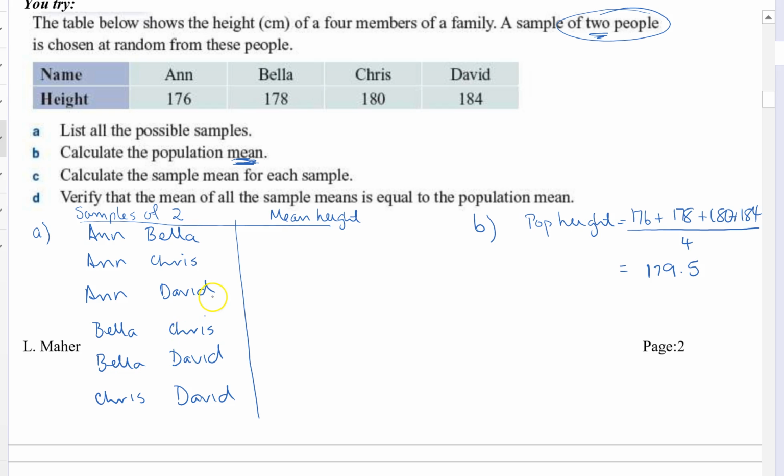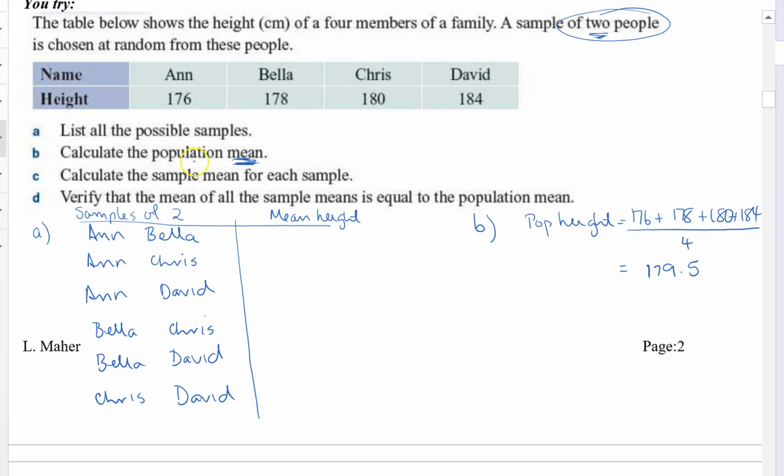Bella and David, second shortest and tallest, is okay. Chris and David certainly is not a good sample because they're both male. They both have the 2 of the highest, tallest people. Their average is going to be quite high, especially compared to the population.